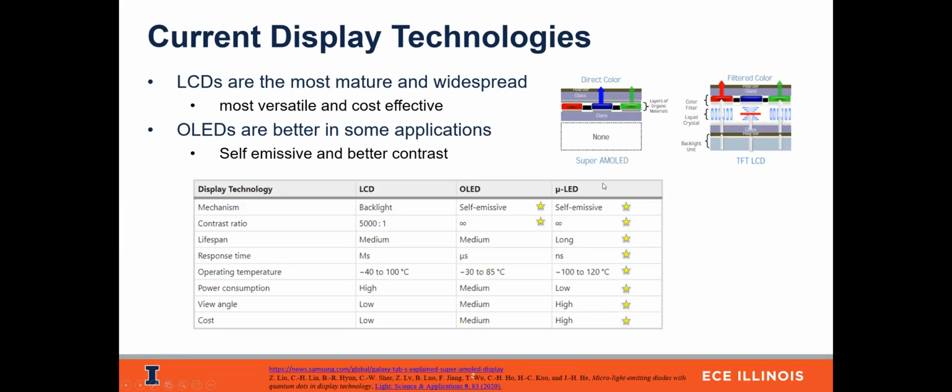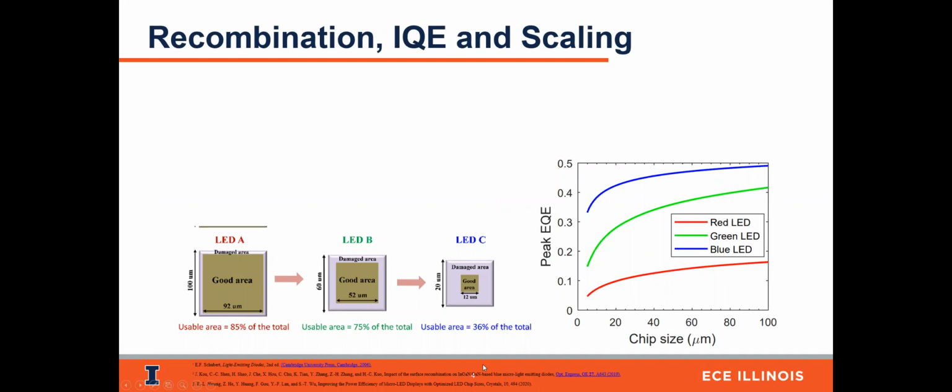Micro LEDs are more robust in terms of longer lifespan, a shorter response time, higher operating temperature, and most importantly, it has a lower power consumption. Right now, micro LED is still under development, so the cost for micro LED is still high. But micro LED compared to OLED does not have imprint issues, so that makes micro LEDs like a future display technology.